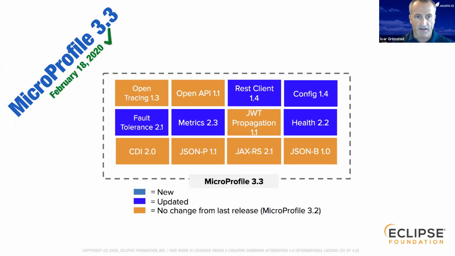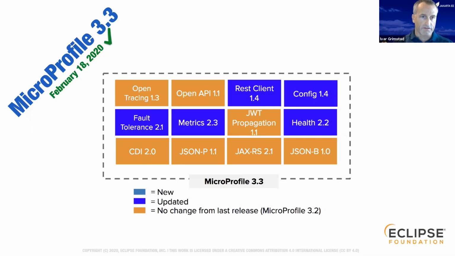And that is CDI for having dependency injections and context and gluing everything together. You have the JSON specification, JSON-P and JSON-B for processing and binding JSON objects back and forth to Java. And then you have the JAX-RS, which is the specification for creating RESTful endpoints. And on top of these, you have 8 MicroProfile specifications that tackle different problems you encounter when creating microservices.